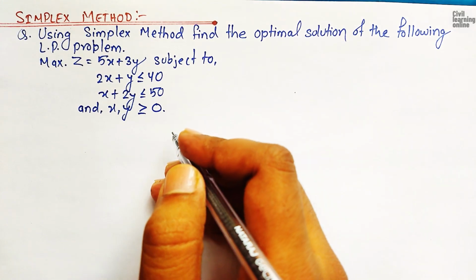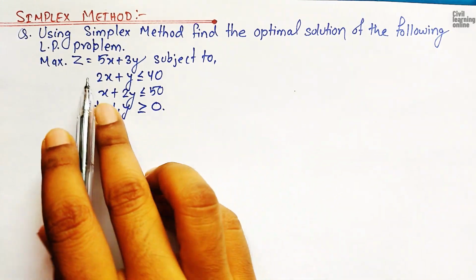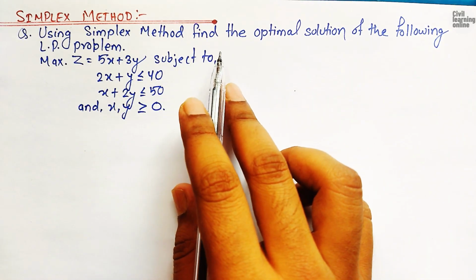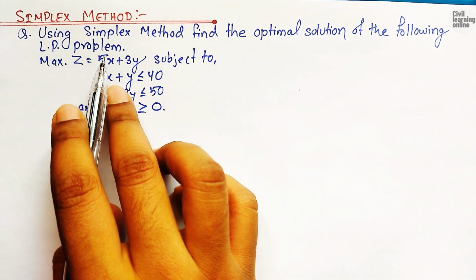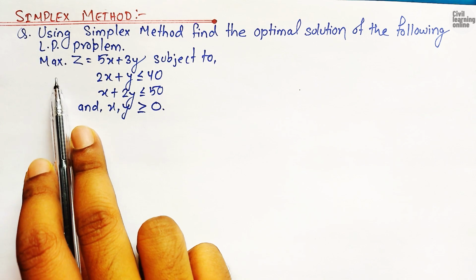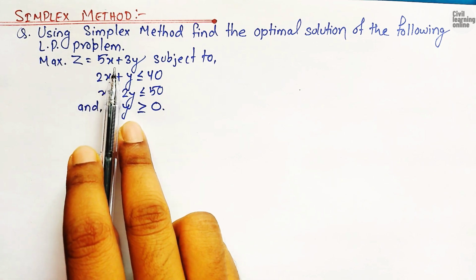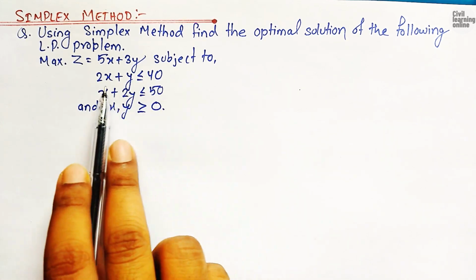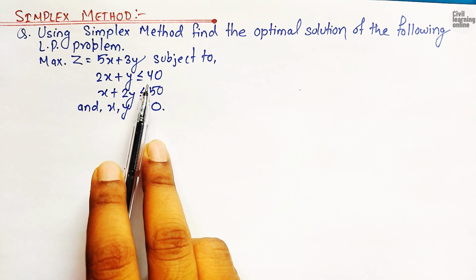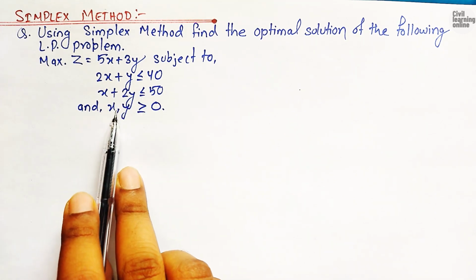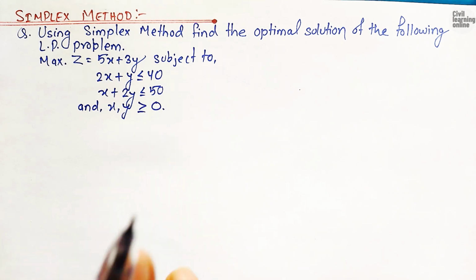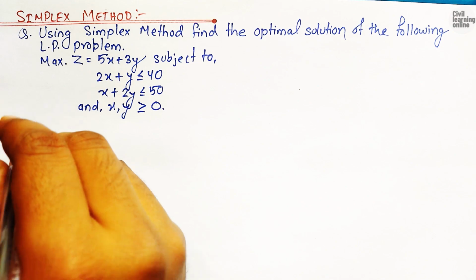So guys, let's begin the solution of this video, and here we are asked to use the simplex method to find the optimal solution of the following linear programming problem, and we are provided with: maximize z equals 5x plus 3y, subject to 2x plus y less than or equal to 40, x plus 2y less than or equal to 50, and x and y greater than or equal to 0. This is the question, and now let's see how the solution can be done here.